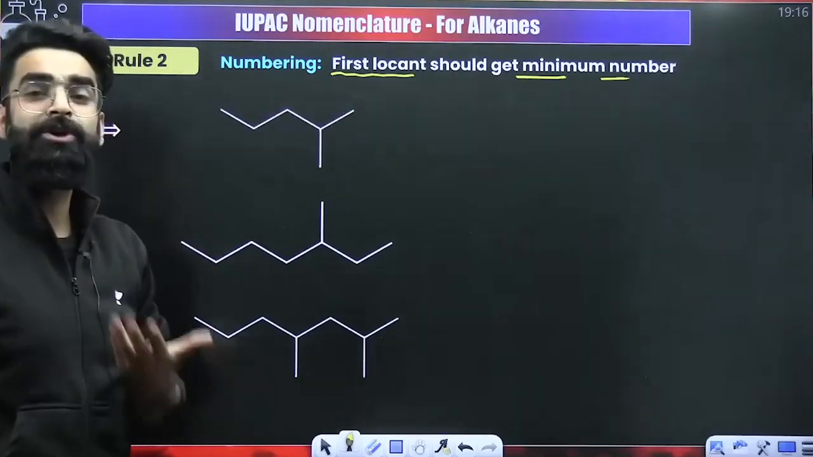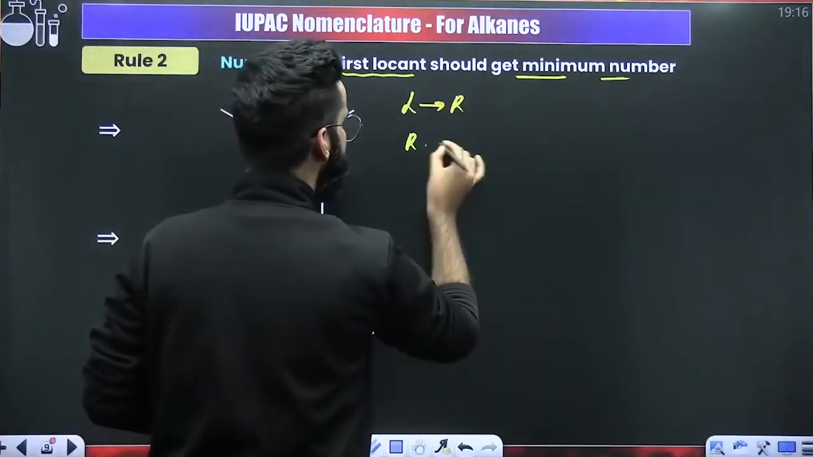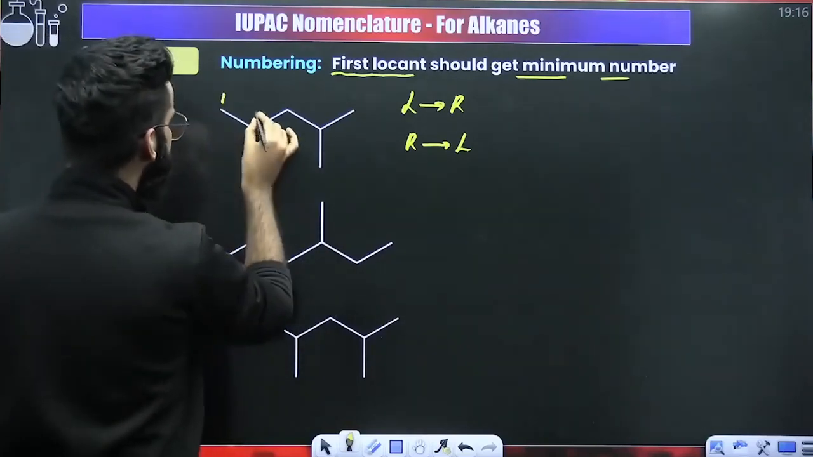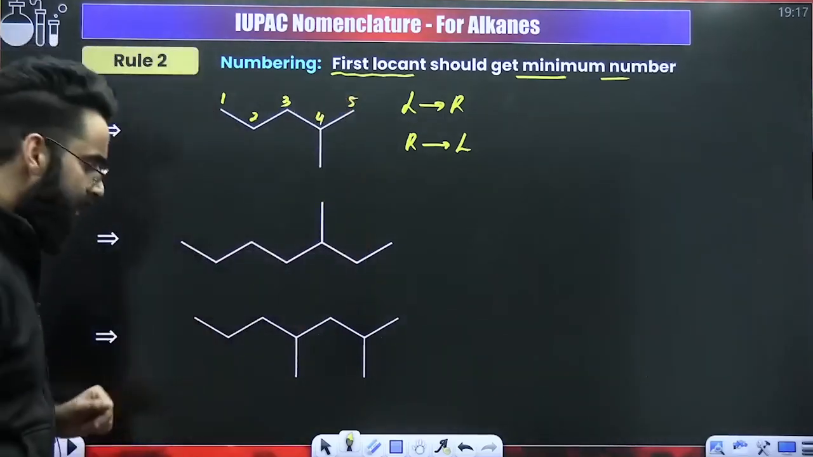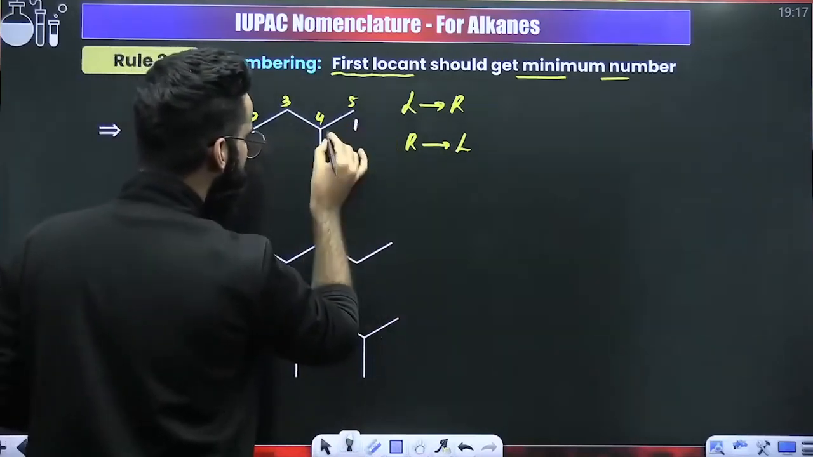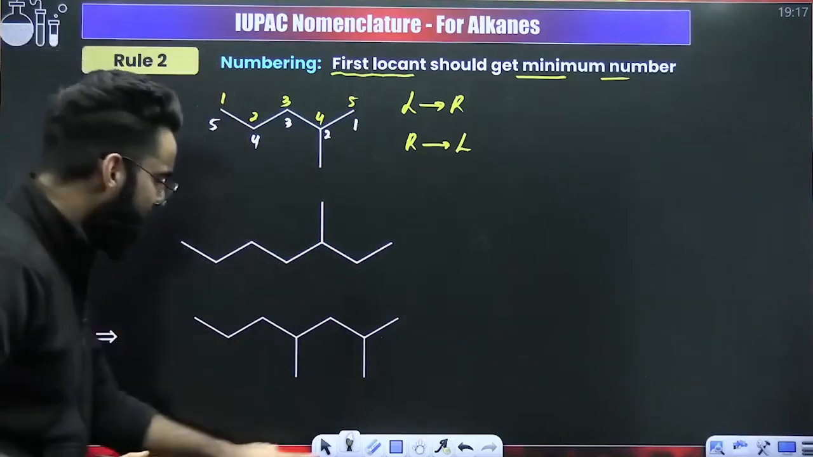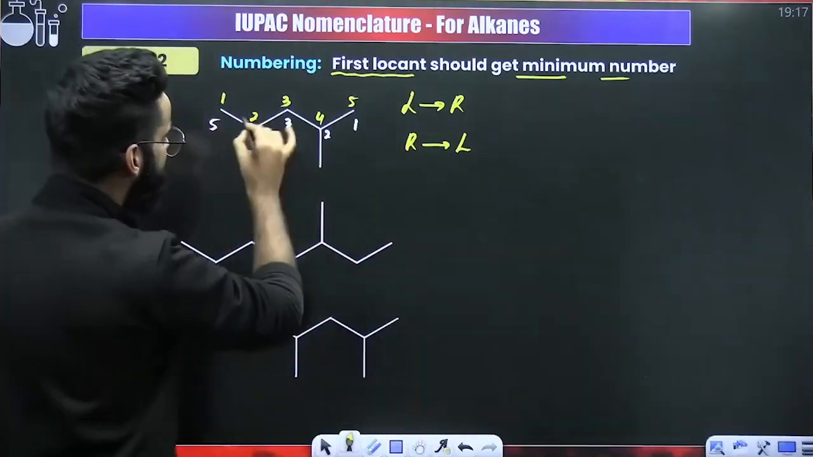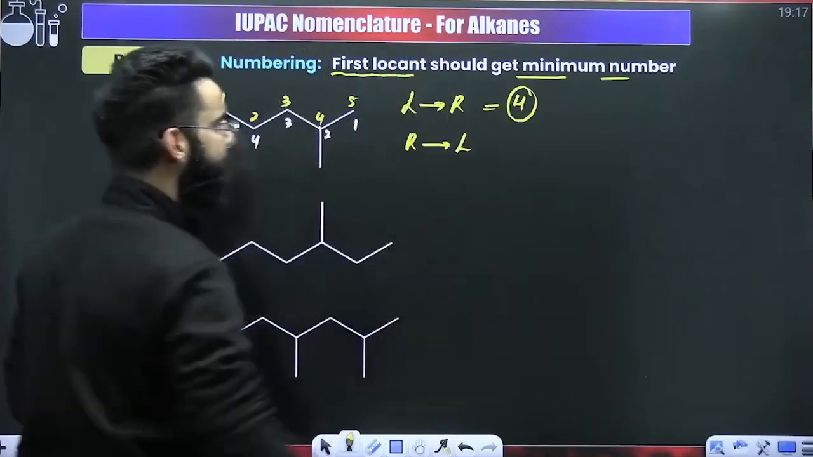Now, I've got 2 ways to do the numbering. Either I'll do the numbering from left to right, or I'll do the numbering from right to left. 2 possibilities I have. If I do the numbering from left to right, this is going to be 1, this will be 2, this will be 3, carbon number 4, carbon number 5, right? Now, if I do the numbering from right to left, this is going to be carbon number 1, this will be 2, this will be 3, this will be 4, this will be 5. Perfect. My dear students, if I do the numbering from left to right, the first locant is getting number 4.